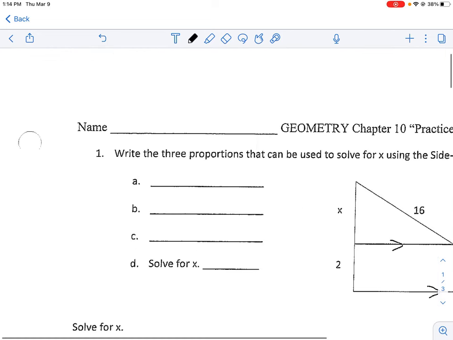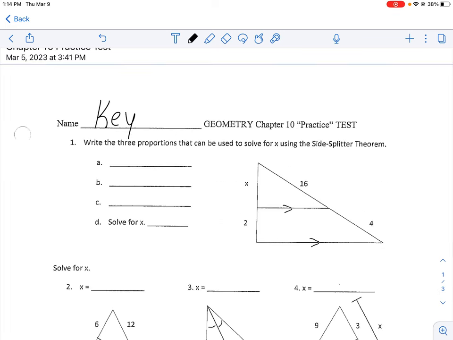All right, algebrists, here is our chapter 10 practice test. I'll talk through the answers to all these so that you can be prepared for tomorrow. It says write the three proportions that can be used to solve for x using the side splitter theorem.